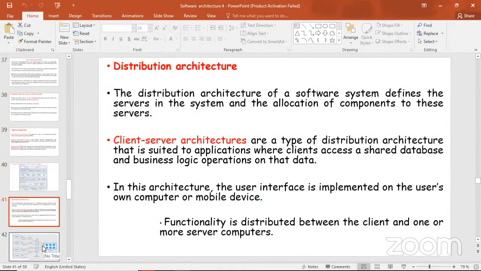So, distributed architecture. The distribution architecture of a software system defines the servers in the system and the allocation of components to these servers.